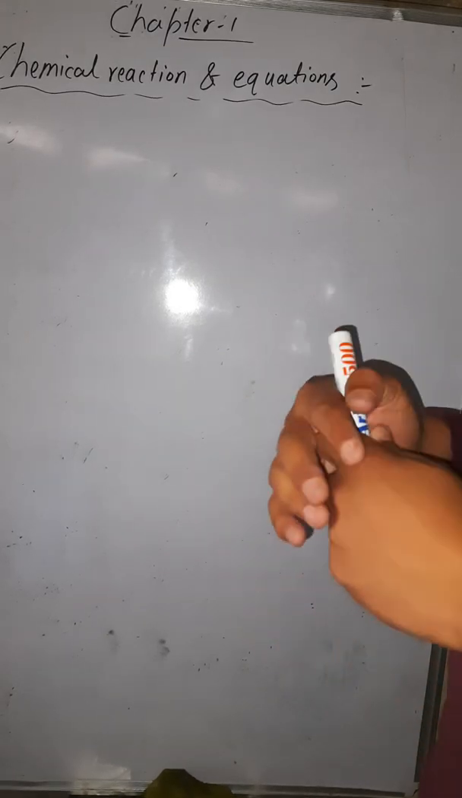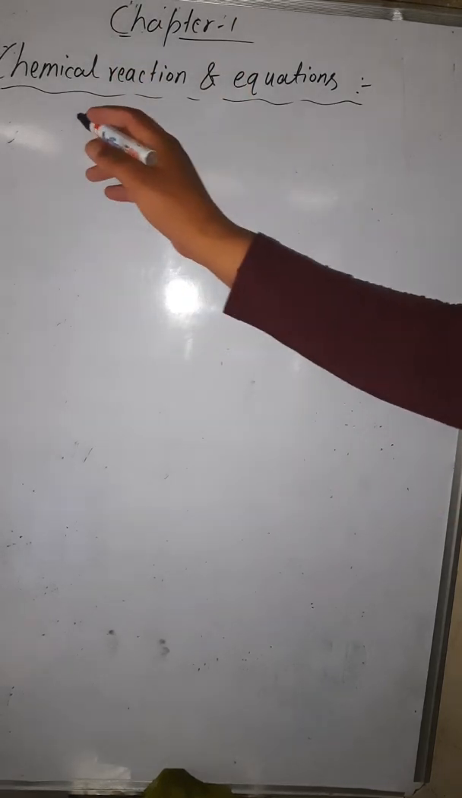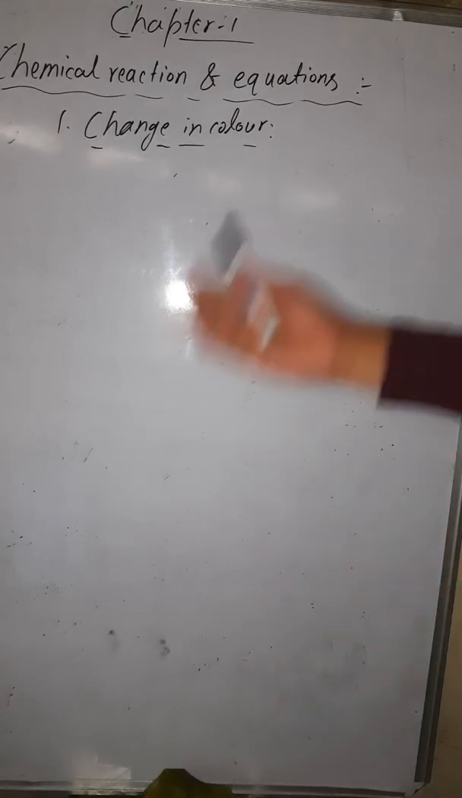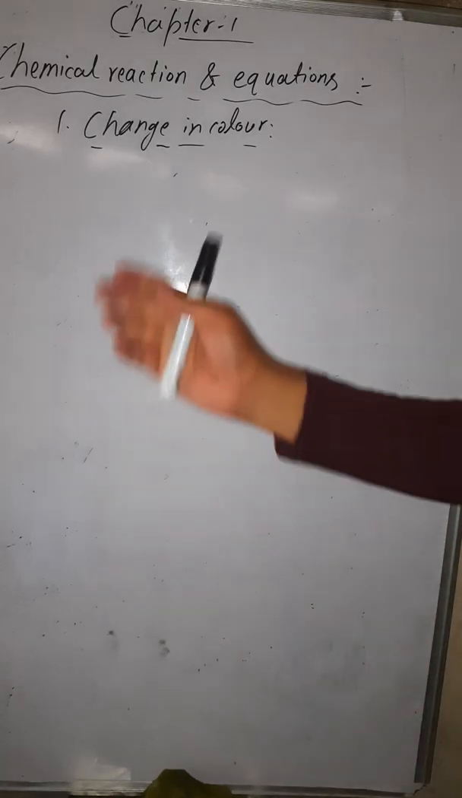So, first thing, you are characterizing a chemical reaction by a change in color. First we will study in detail this one topic, change in color. How a color changes in a chemical reaction, this we will talk about today. And what are the examples where the color is changing? We will take such chemical reactions here.